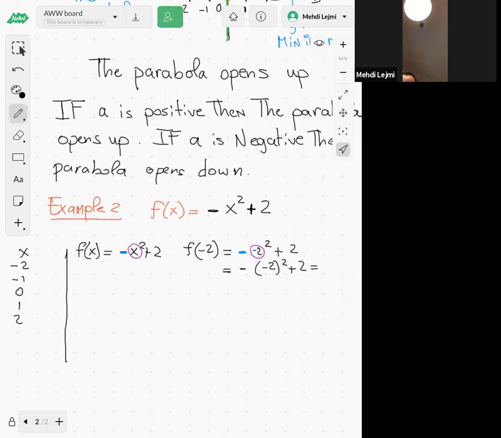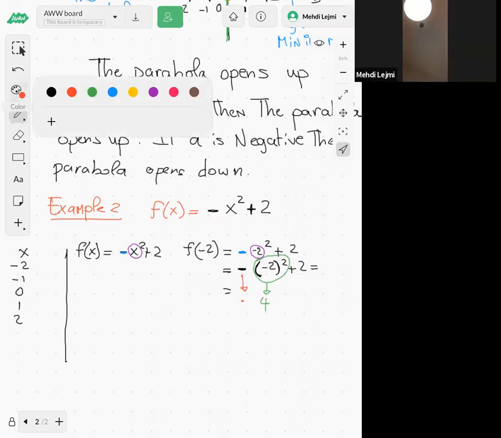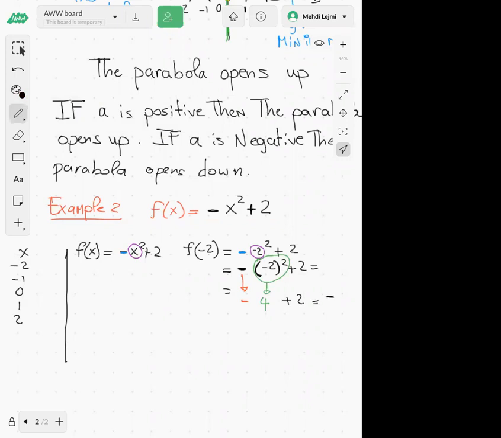Now, guys, PEMDAS rule. We think of this minus as a subtraction, and then you have parentheses with the power of 2. Of course, parentheses and exponent come first, before the subtraction. So first I'm going to do (-2) squared. What's (-2) squared? It's -2 times -2, which is +4. Then I keep the minus, and then there's +2. So -4 + 2 would be -2.